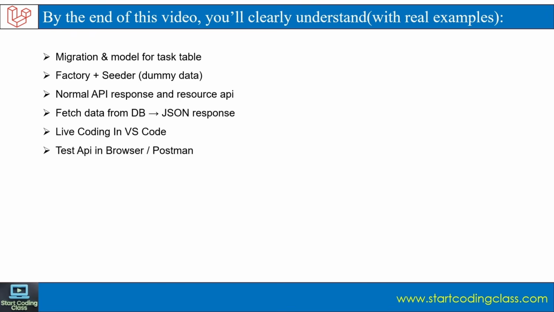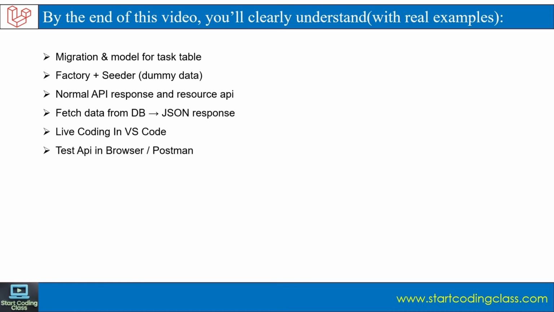By the end of this video, you will clearly understand, with a real example, the migration and model for the task table. In the previous video, we covered the factory and seeder for dummy data, but not for the task table. We created them for the user table. You can see the migration, model, factory and seeder in my previous video in my playlist. The link is given in the description.